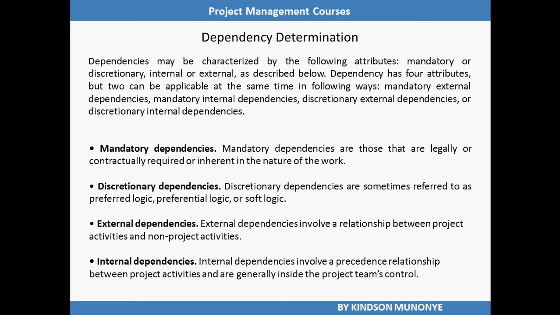So dependencies can be mandatory or discretionary. It can be internal or external as described below. Dependency has 4 attributes, but 2 can be applicable at the same time in the following ways: mandatory external dependencies, mandatory internal dependencies, discretionary external dependencies, or discretionary internal dependencies. Let's now take a look at these various dependency attributes.